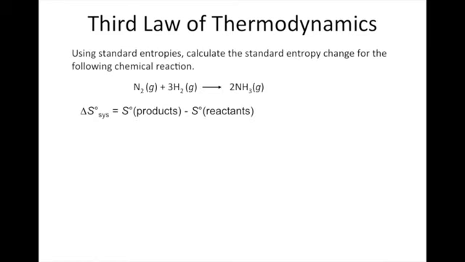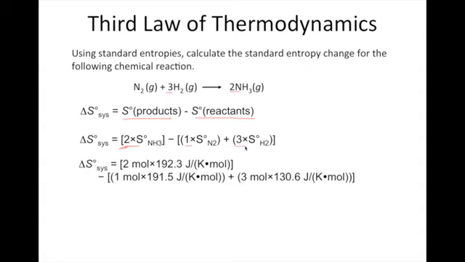Okay, so to calculate the entropy change for this system, we want to use the same formula. We want to find the entropies of our products minus the entropies of our reactants. And again, we have to take into account the stoichiometry, the number of moles. So I'm going to take the entropy of my product, ammonia, times 2 moles, minus the sum of the entropies of nitrogen times 1 mole, plus the entropy of hydrogen times 3 moles. So our equation should look like this. Remember to include your units.